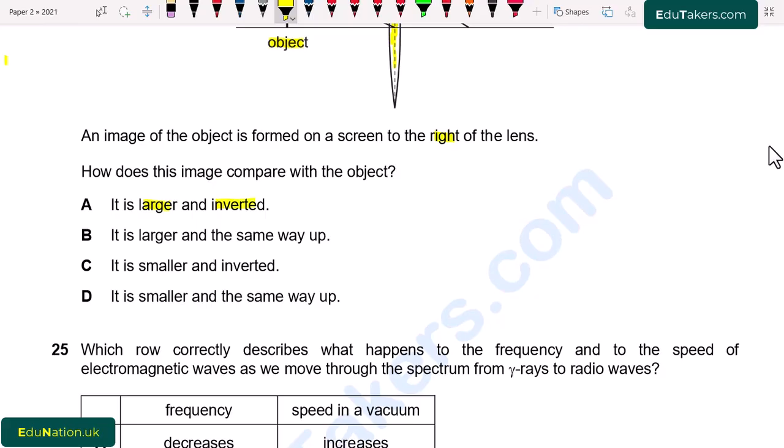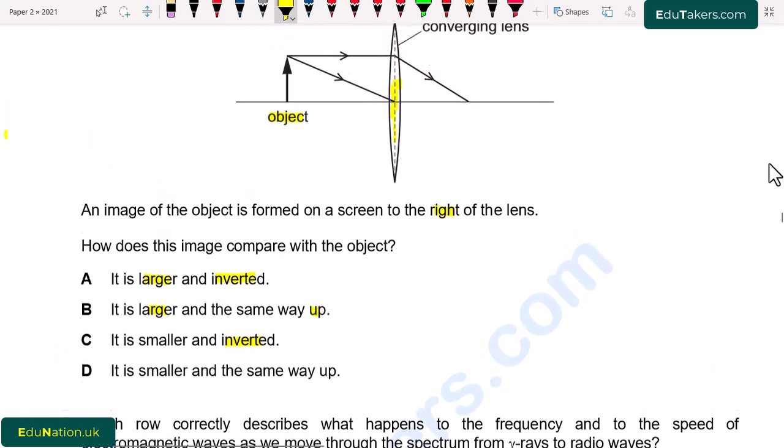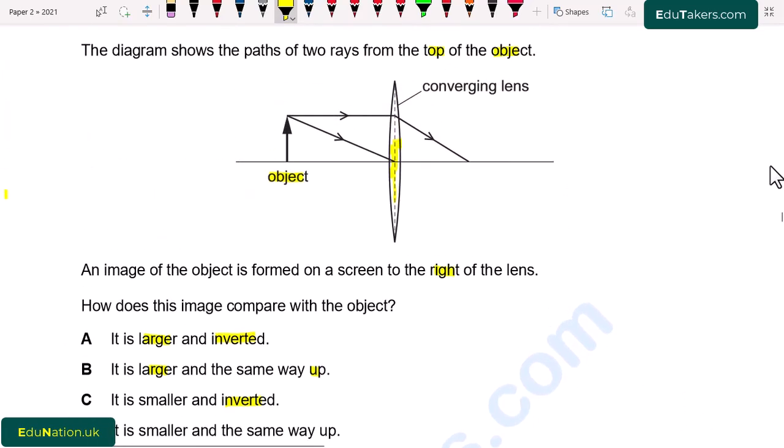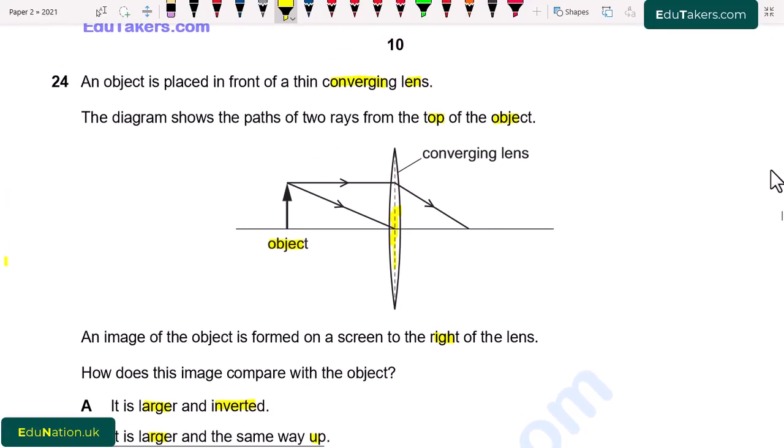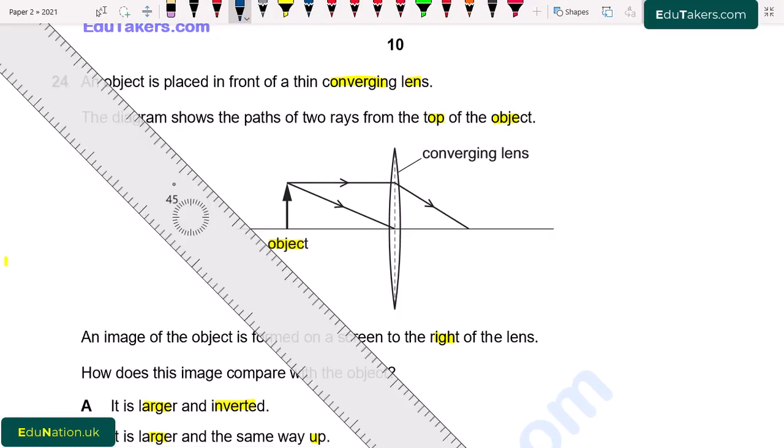MCQs: A. It is larger and inverted. B. It is larger and the same way up. C. It is smaller and inverted. D. It is smaller and the same way up. In order to compare the size of image and size of object, first of all we have to locate the image. For that I extend these rays using the ruler and find the point where both of these rays intersect. So first of all I use the ruler here.